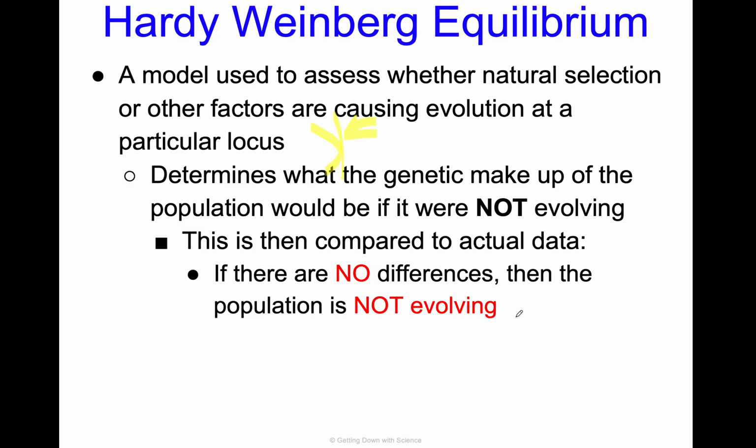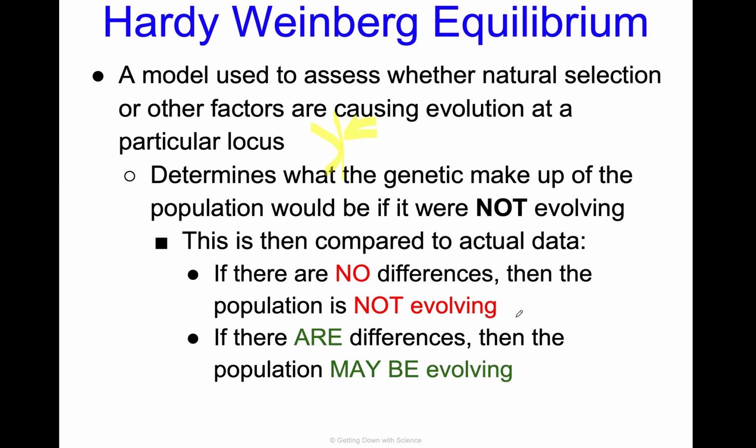So it's essentially a mathematical model similar to the chi-square analysis, where we compare our expected results to our actual observed results and make a conclusion based on that. If there are differences, then we say that the population may be evolving. Pause here to take notes.